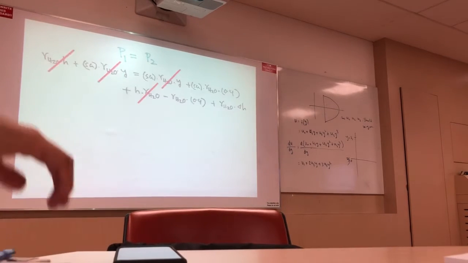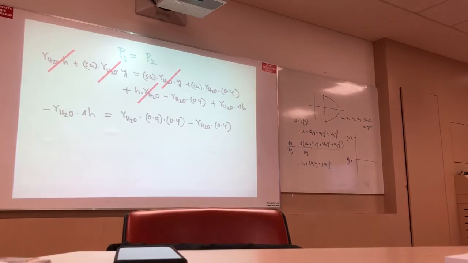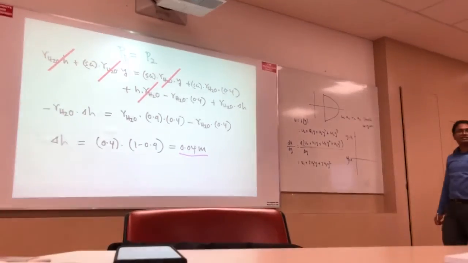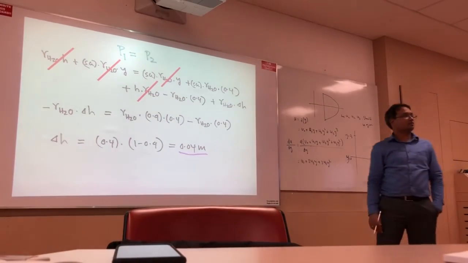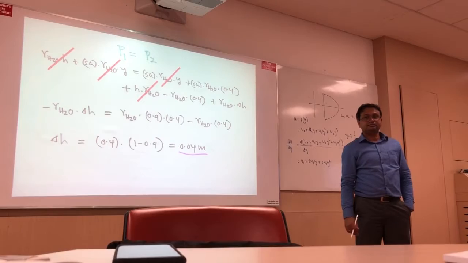Then I can write P1 and P2 are the same. Same method. Then finally I can get exactly the same number: 0.04. This is the answer. Alright?